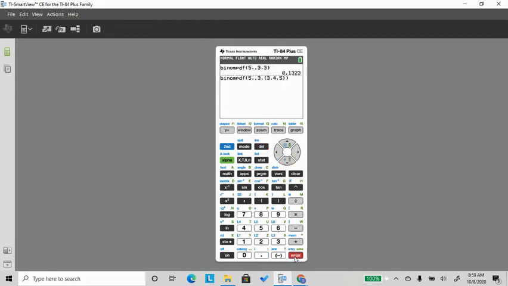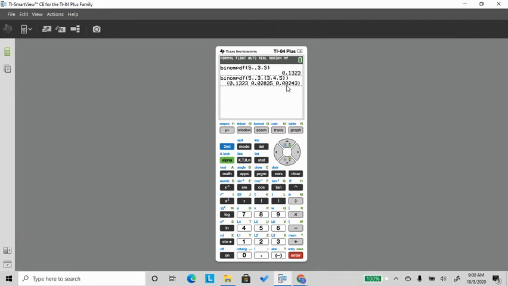So for everybody, you're going to type in 5, comma, 0.3, comma, and then the brackets just like I did. All right, now once everybody gets that in, you're just going to hit enter. All right, there's the answer for 3. We already got that one, right? That 0.1323 from the last problem. There's the answer for 4, and then there's the answer for 5.